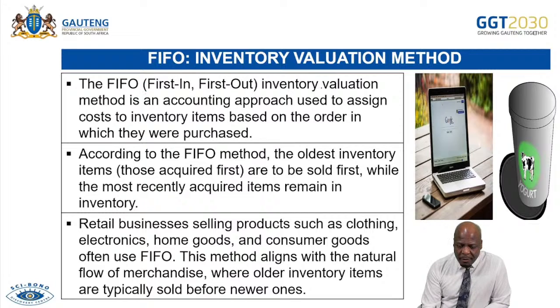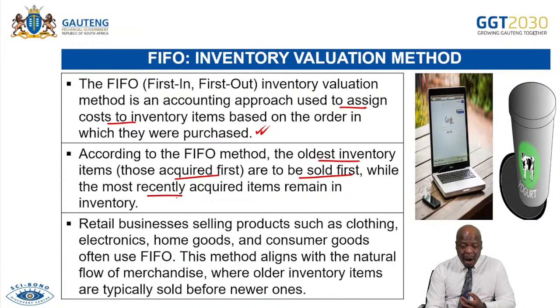The first in, first out inventory valuation method is an accounting approach used to assign cost to inventory items based on the order in which they were purchased. So the order of purchase is very important when we use first in, first out. According to the FIFO method, the oldest inventory items, those that we acquired first, are to be sold first. Inventory that is acquired first is the one that is to be sold first, while the most recently acquired items may remain in inventory.